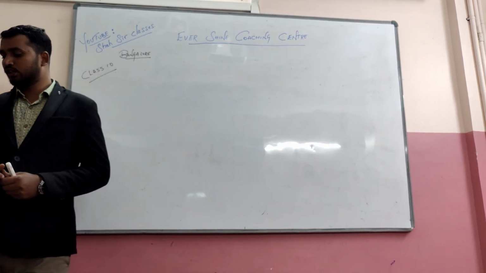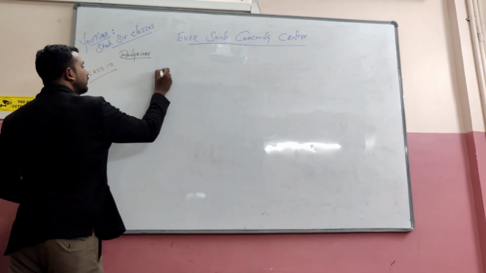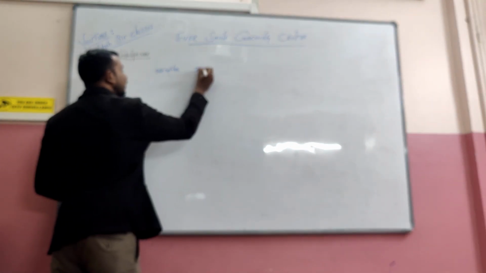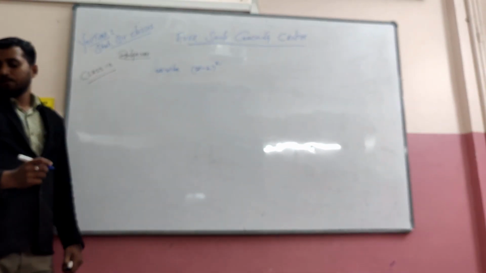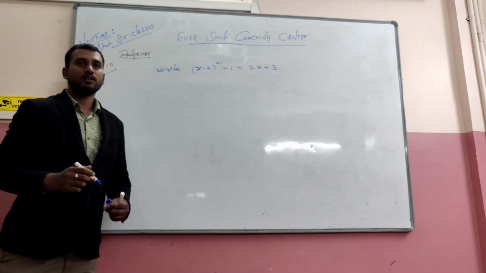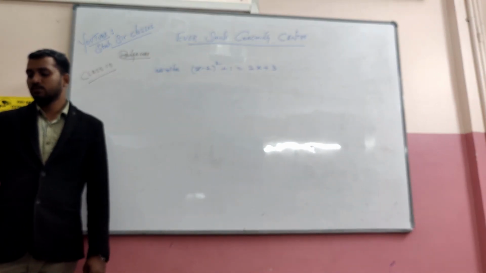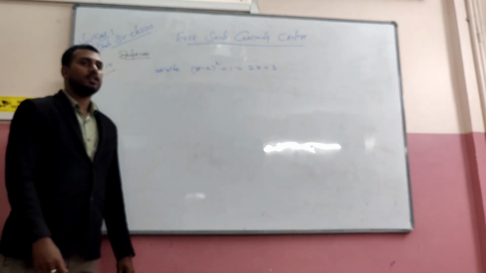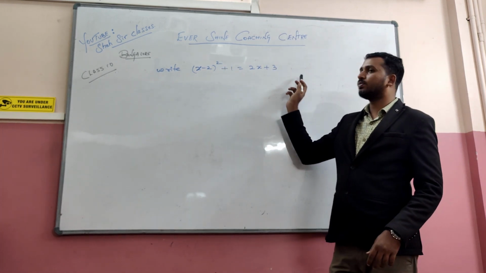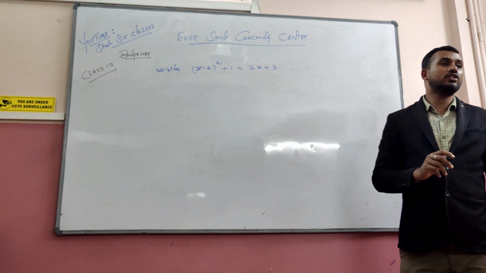Okay. Next, take down the new question. Write (x minus 2) whole square plus 1 equals 2x plus 3 in the standard form of quadratic equation. Dear students, what is the standard form of quadratic equation?